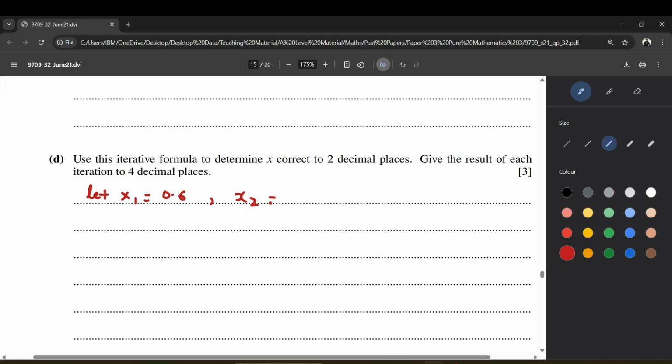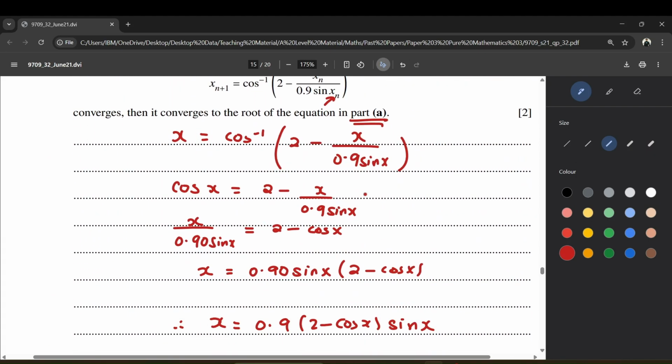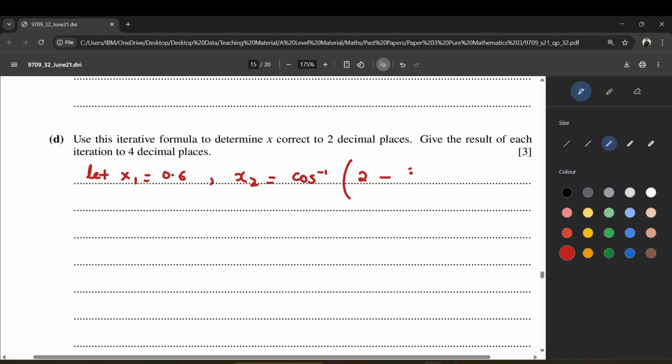Now x2 will be cos inverse of 2 minus x over 0.9 sine x. So x is 0.6, over 0.9 sine 0.6.